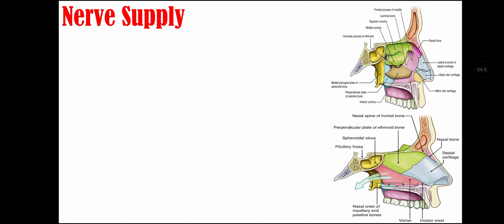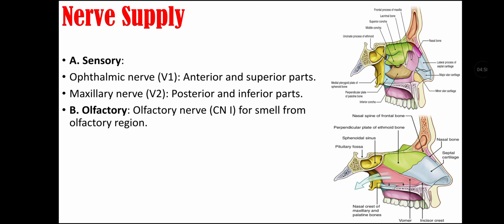Nerve supply of nose includes sensory nerve supply and olfactory nerve supply and autonomic nerve supply. Sensory nerve supply of nose is by ophthalmic nerve and maxillary nerve. Ophthalmic nerve supplies the anterior and superior part, while maxillary nerve supplies the posterior and inferior part. Ophthalmic nerve and maxillary nerve are both the branches of trigeminal nerve. Then there is olfactory nerve supply of the nose, that is by olfactory nerve, that is cranial nerve number 1, and it is for smell perception at the olfactory region.